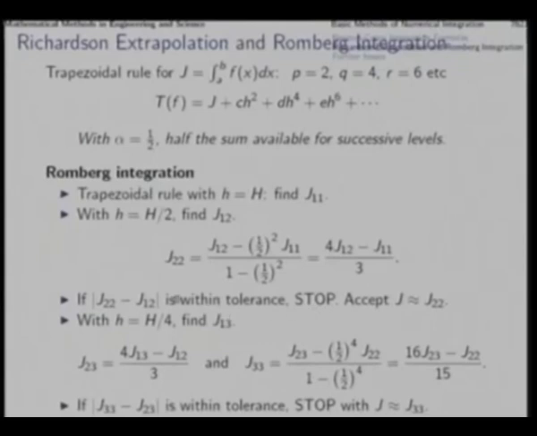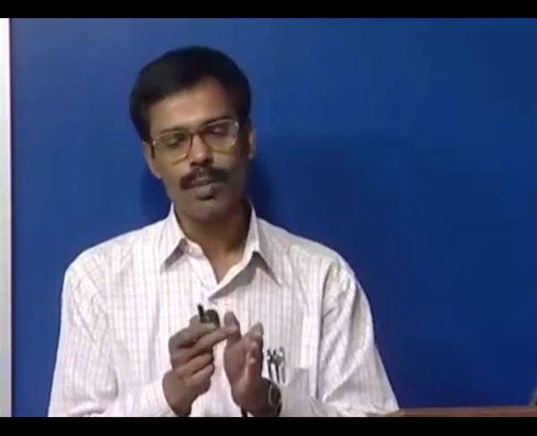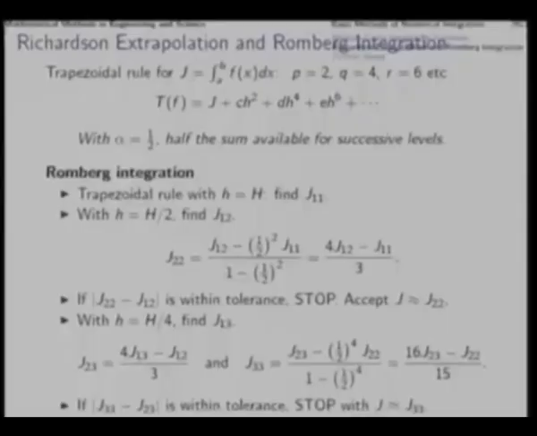Now at every step we can check whether the difference between the last two best estimates is extremely small. If so, then we can stop, or we can continue. So this process of integration is called Romberg integration, and this gives a very accurate result in a very efficient manner.